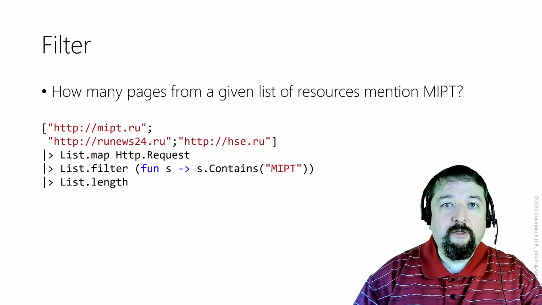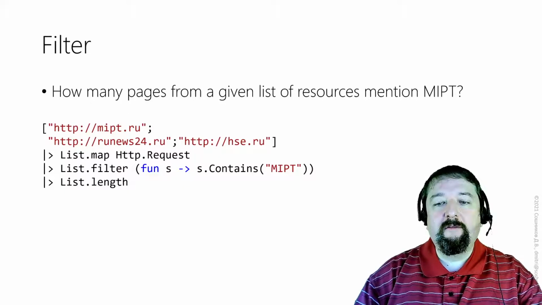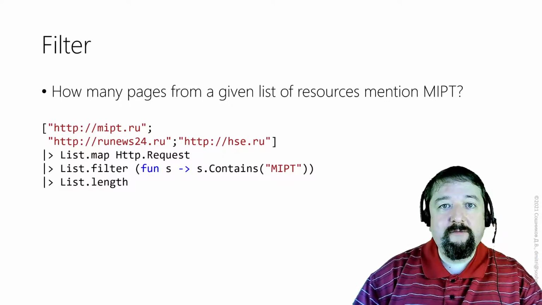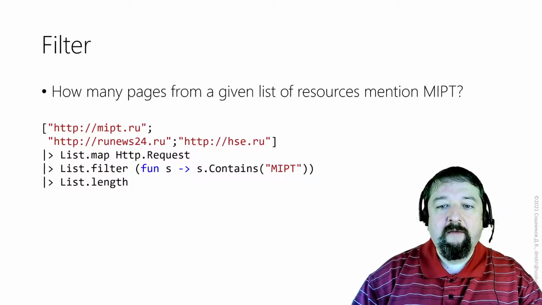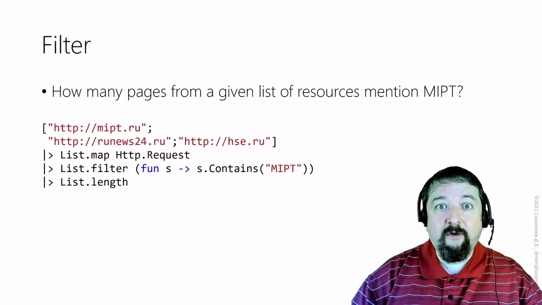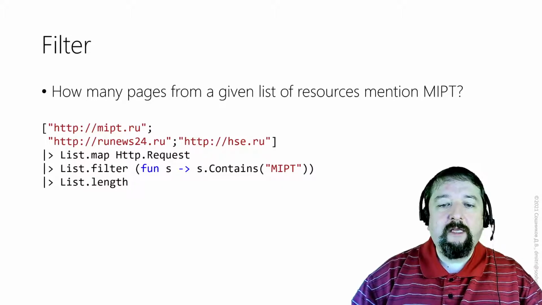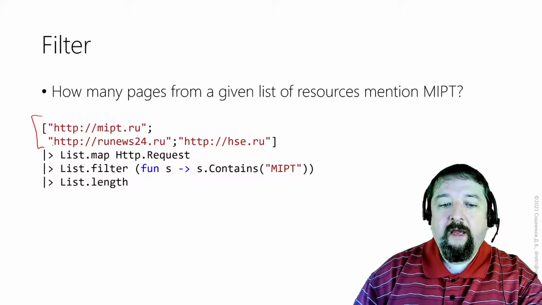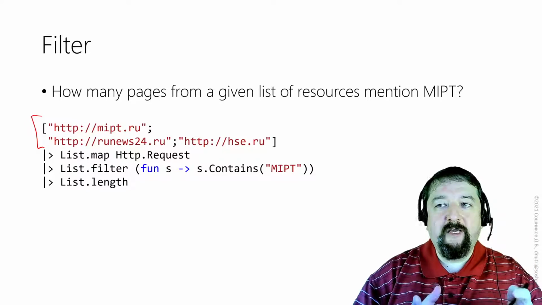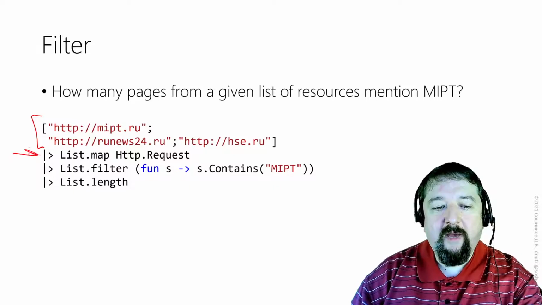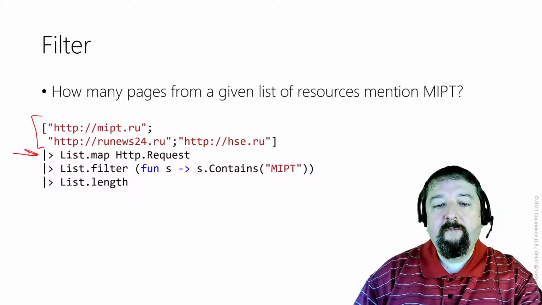One more function which is really important is called filter. So for example, I have the list of web pages, and I want to see how many of those web pages contain the word MIPT. How many, for example, home pages of leading universities in Russia contain the word MIPT. So how can I do that? Here is my list of resources. First of all, I need to download them, meaning that for each address, I want to return the contents of the page. And this can be done using map. I can say list map HTTP request, and it will download the page.